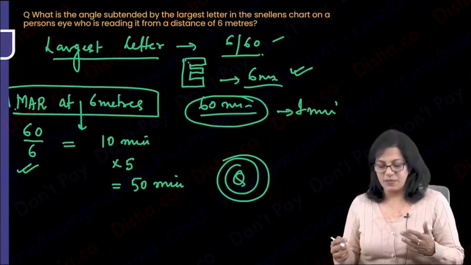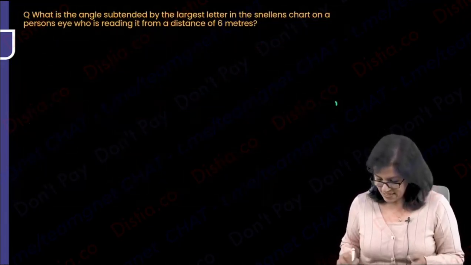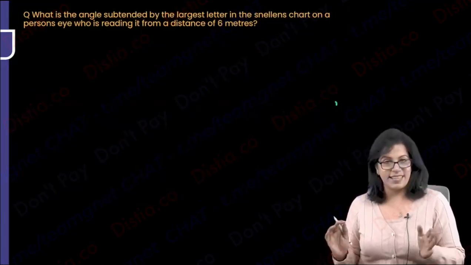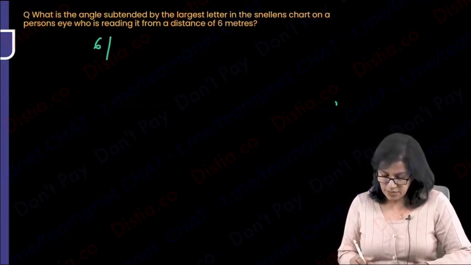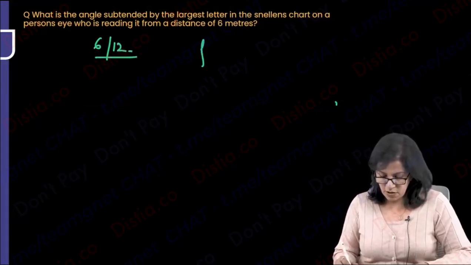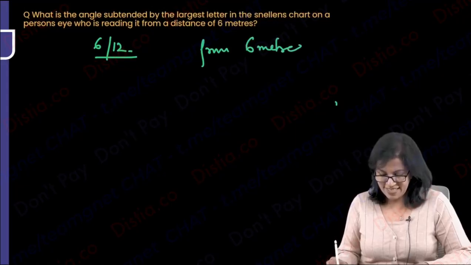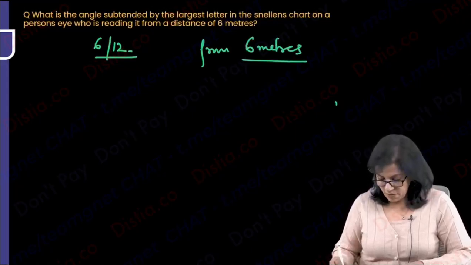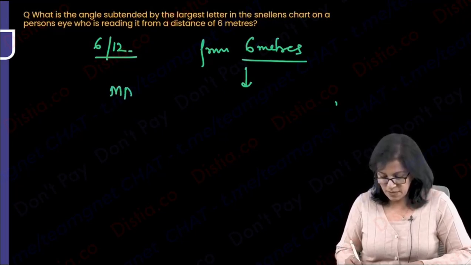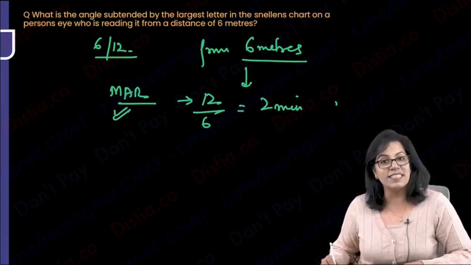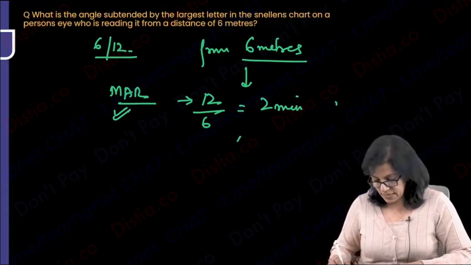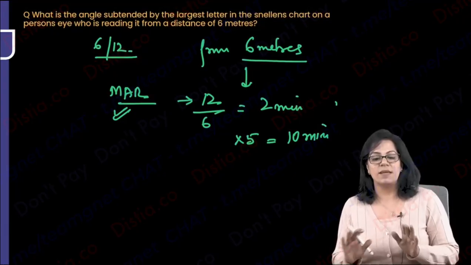Let's take some other visual acuity so that you are even more clear. Suppose I ask you what will be the angle subtended by the 6 by 12 Snellen's line from a distance of 6 meters. Again, from a distance of 6 meters, what will be the minimum angle of resolution here? It will become 12 by 6, which is equal to 2 minutes. So this is the minimum angle of resolution at 6 meters. Now, total angle subtended is into 5, which is equal to 10 minutes. Right? I hope this is absolutely clear to you.